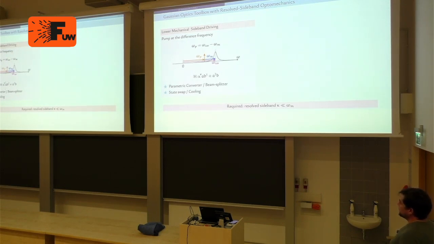And there is an opposite process where we can annihilate a photon of the cavity and create a phonon of the mechanical oscillation, right? Well, let's say for the theorists, this Hamiltonian is very well known as a parametric conversion Hamiltonian or parametric converter, or just a beam splitter between the two modes described by the operators A and B, right?